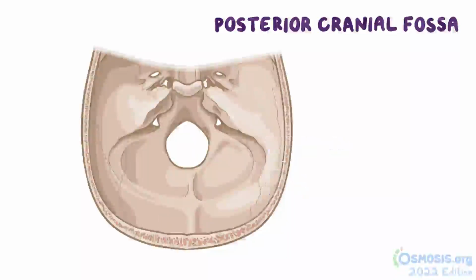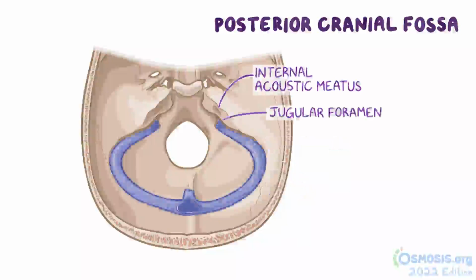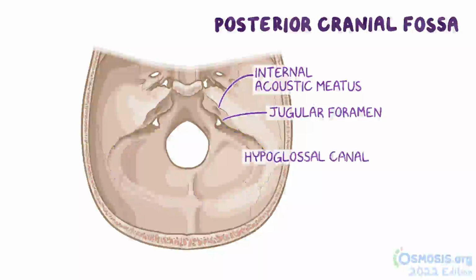Laterally, in the petrous part of the temporal bone, is the internal acoustic meatus, and postero-inferiorly to this is the jugular foramen, from which the sigmoid sinus travels to in the groove for the sigmoid sinus before exiting as the internal jugular vein, and medial to the jugular foramen is the hypoglossal canal.